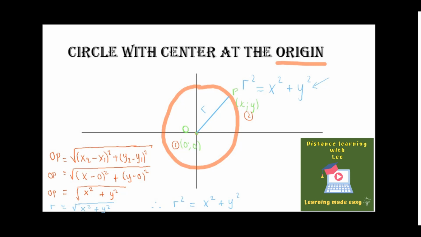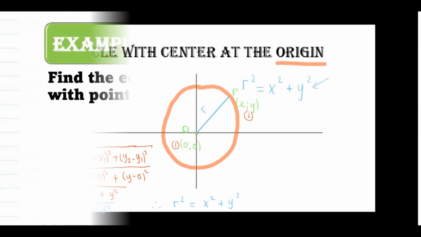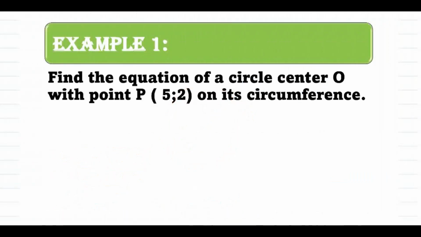Now that we have the technicality sorted, let's get to how this can be applied in a practical example involving circles centered at the origin. Let's look at example 1. Example 1 says that we need to find the equation of a circle centered at the origin with a point P, (5, 2), on its circumference.